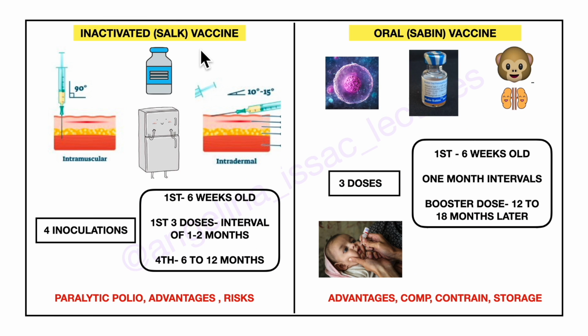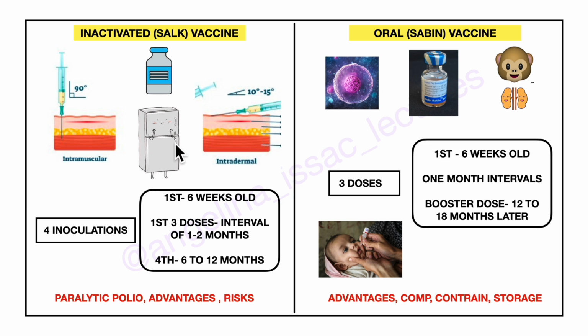Now let's learn about the prevention of poliomyelitis. The killed and live attenuated vaccines are available. The two types of vaccines used throughout the world are inactivated Salk polio vaccine and oral Sabin polio vaccine. First, let's learn about the inactivated Salk polio vaccine. It is administered by intramuscular injection or a fractional dose by intradermal injection. It is stable at room temperature, but it is refrigerated to ensure there is no loss of potency.